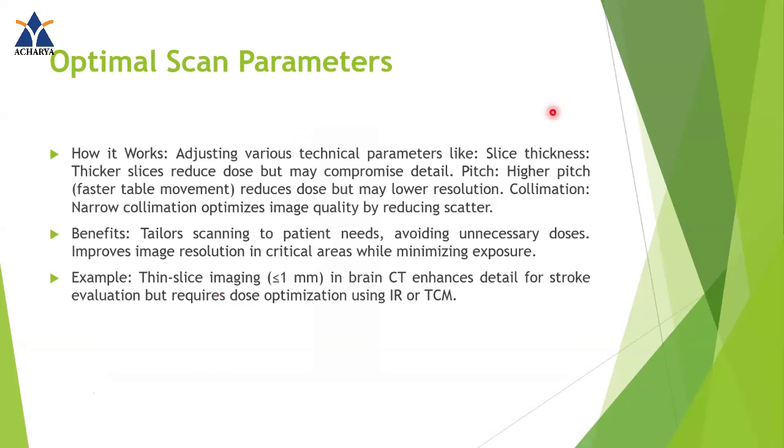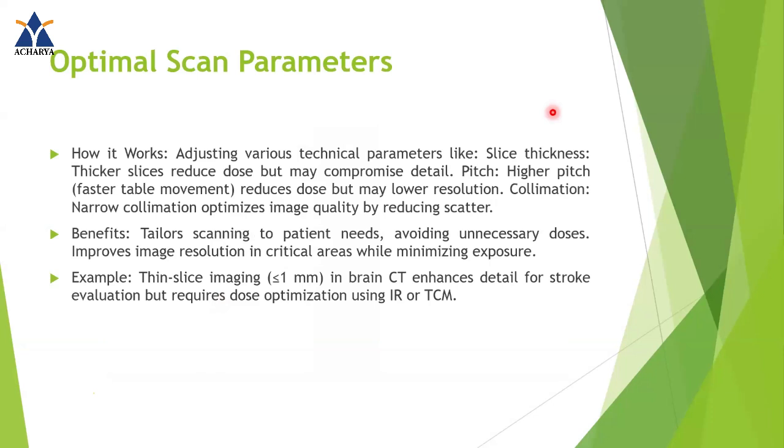Then optimal scan parameters. Till now, we studied about KVP and MAS. There are many other parameters that come into picture when we talk about reducing the radiation dose in low dose CT scan. First can be technical factors like KVP and MAS. Then comes slice thickness. The thicker the slice, the less the radiation dose. That means the maximum we can acquire is 5 mm slice thickness.